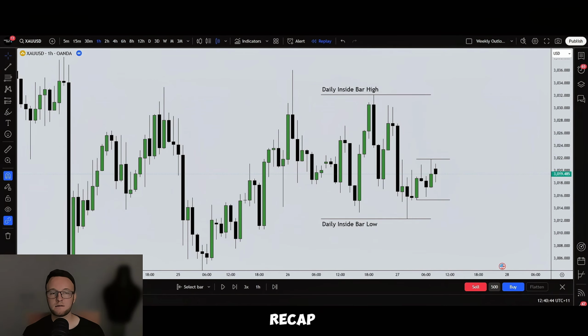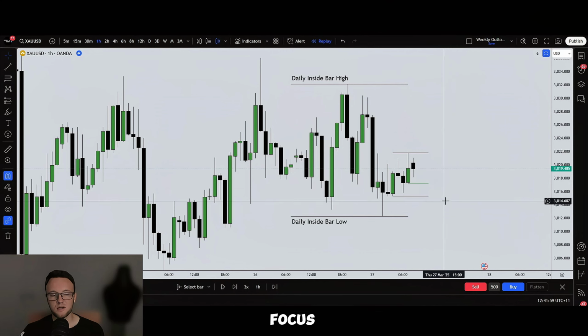So just to recap, so it doesn't start getting confusing, we have marked out our daily inside bar high, our daily inside bar low, our 4-hour inside bar high, and our 4-hour inside bar low. But it doesn't stop there. I've now dropped down onto the 1-hour time frame to find a more precise entry. If you guys know me, you know I'm all about precise entries. I want to get into this move before it's happened, not as it's happening or after it's happened.